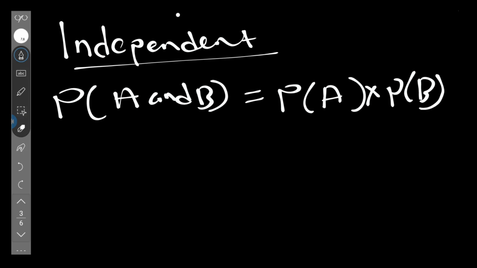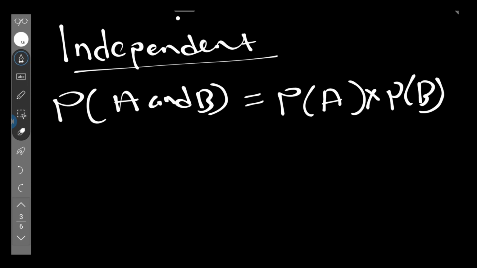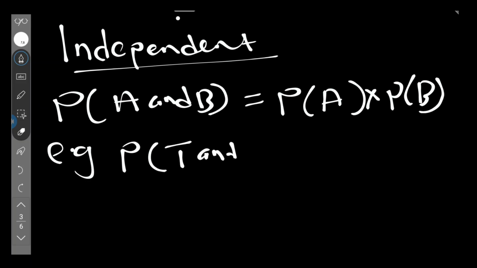Let's say you have a coin and you are tossing a dice. Calculate the probability of getting a tail and a 3. This is the formula that you're going to use because these events are independent events.